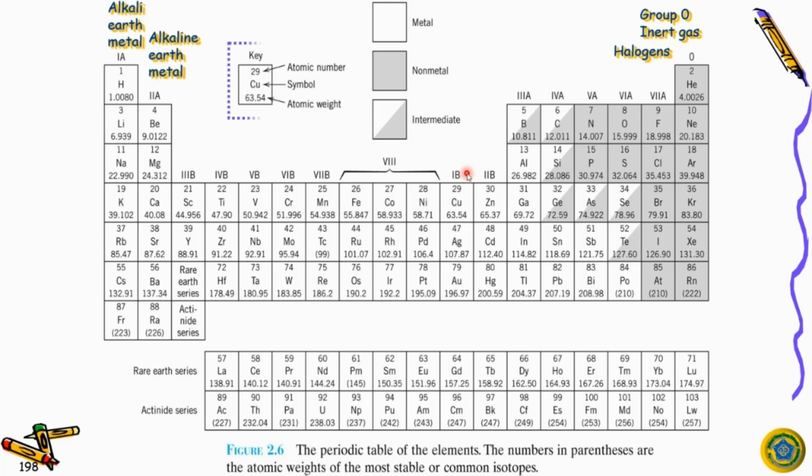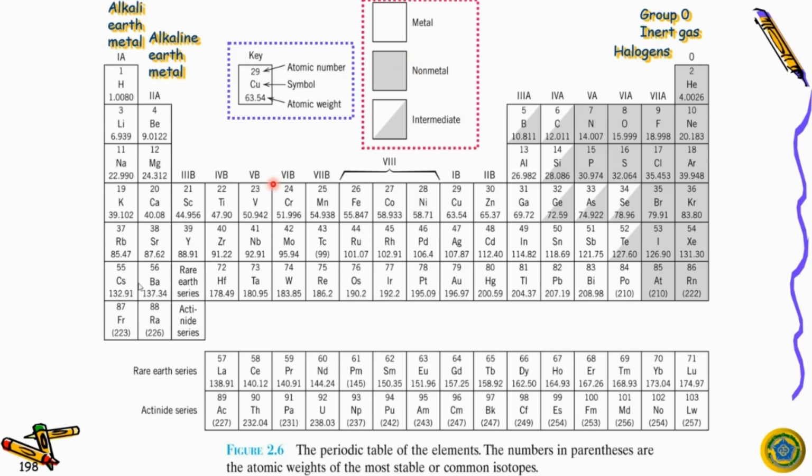Okay. And of course, we give some numbers to represent properties in the periodic table in this box. For example, 29 is the atomic number, and 63.54 is the atomic weight. However, you can put different numbers to represent different properties.